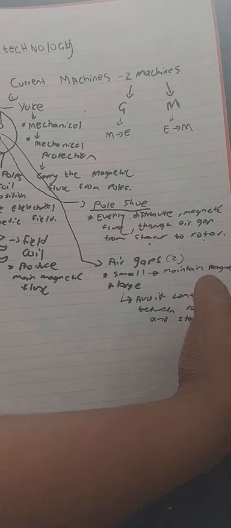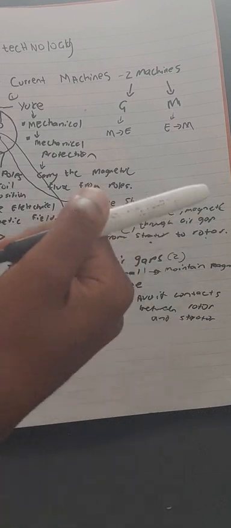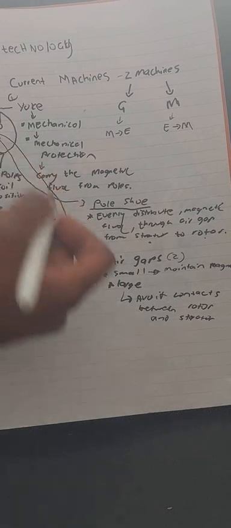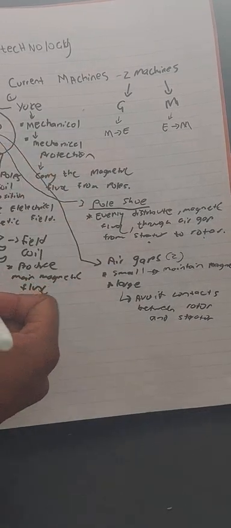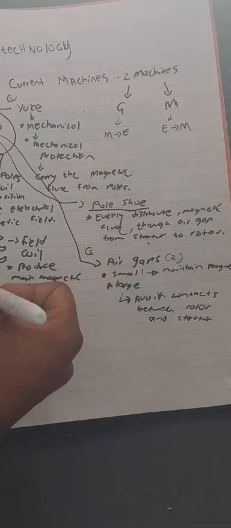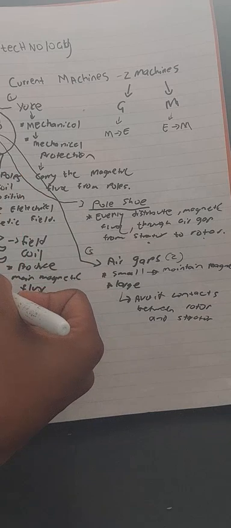The last one is to avoid contact between rotor and stator. And last but not least, we have the assembly. This was number 5. We have the assembly, number 5. We call it armature.